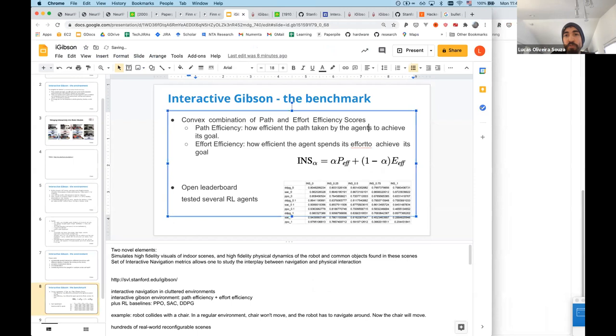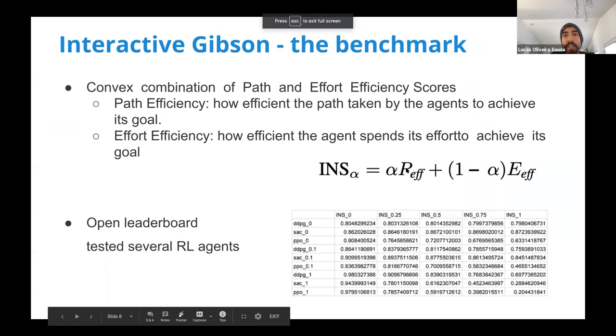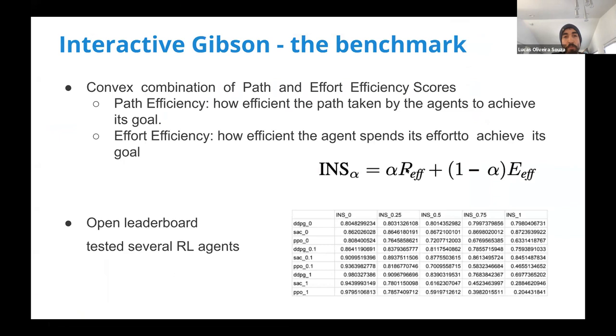Sorry, typo. And effort efficiency, this is poorly written, but I copied it from the paper. You're being efficient. You're getting rid of those spaces, don't you? Yeah. So path is whether you're getting to your objective by taking the shortest path. And effort is if you're hitting something in the way, like if you're spending any effort, like I have to move a table, I have to move a chair. So it's a combination of both, and you can define this alpha parameter: how much you want to optimize for path, you just want the shortest path, or how much you want to optimize for efficiency, meaning I don't want to bump into anything.